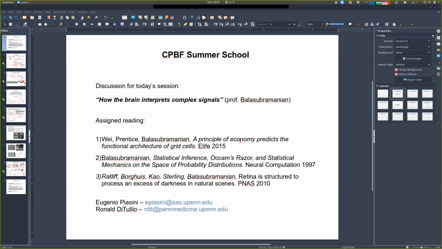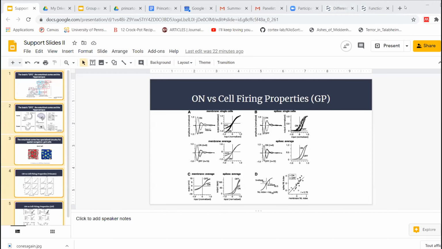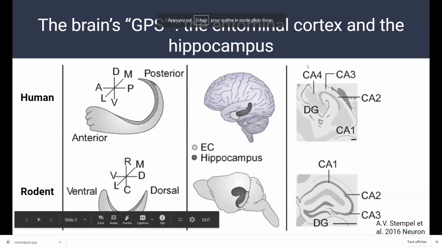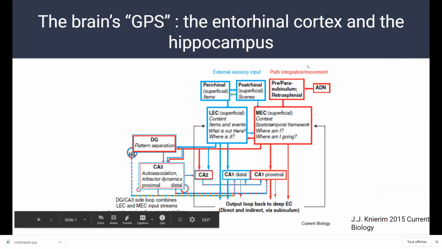Ron, do you want to get started with the grid cell paper? Certainly. Let me stop sharing so that I can pull up my slides. I'm going to keep the questions on the side. So I will now start sharing. Hopefully I'll hit present, and hopefully everyone can see the screen.